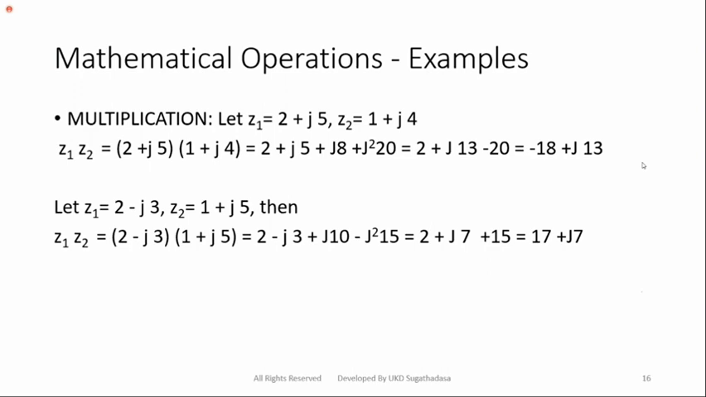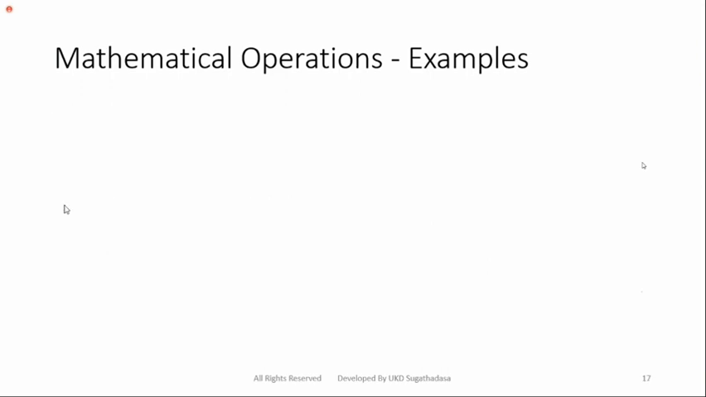Simplify, you get 2, 7j. j squared is minus 1, so minus j squared is plus 1. You get plus 15 there. Finally you get the answer 17 plus j7. You see the final answer is in the Cartesian form. Then we go to the application slides. Wait and see.